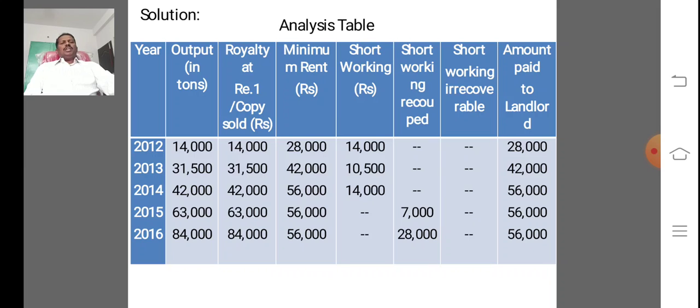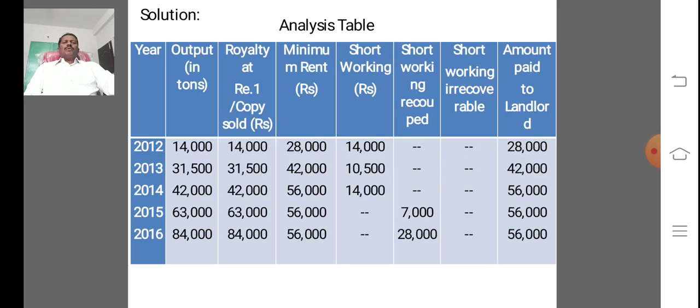In 2013, 31,500 output into 1 is 31,500, the royalty, and minimum rent is 42,000. In this case also the royalty is less than minimum rent. The short workings are 10,500. The amount paid to landlord is 42,000.